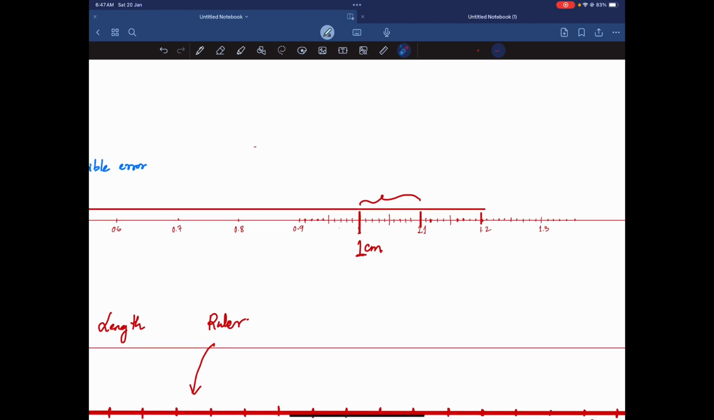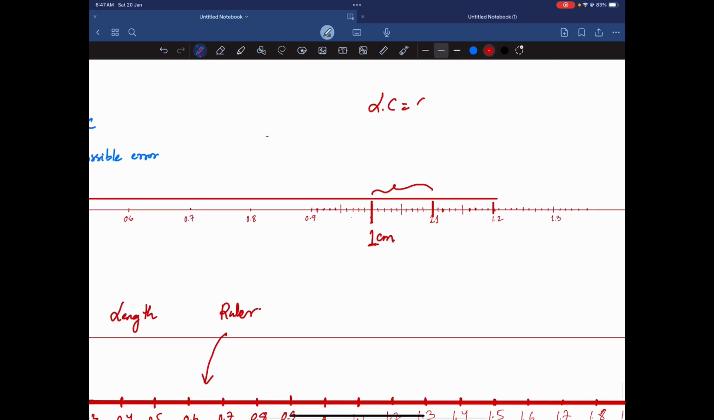Let's find the least count first. From here to here is 0.1 centimeter. It's divided into 10 equal divisions. 0.1 centimeter is further divided into 10 equal divisions, which will be 0.01. So the least count of this instrument is 0.01 centimeter. First, let's write it here. So the least count is 0.01 centimeter.